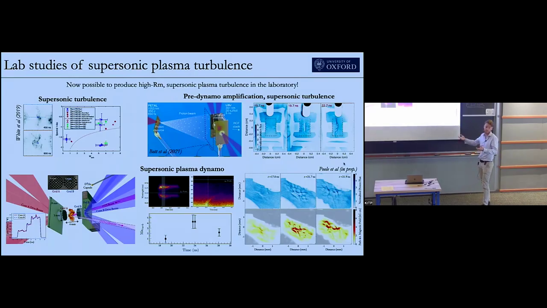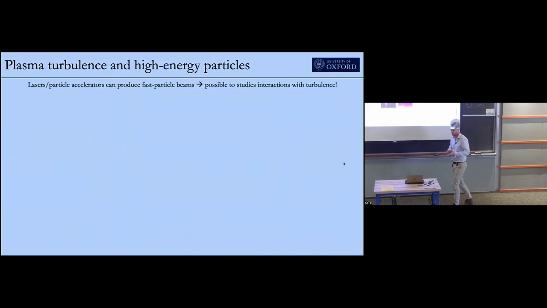And then we can use the photoradiography to diagnose the evolution of the fields. And indeed, you see stochastic fields developing, and these fields are also dynamically significant. So this shows that you can now in the lab do quite interesting experiments investigating supersonic turbulence and dynamos.